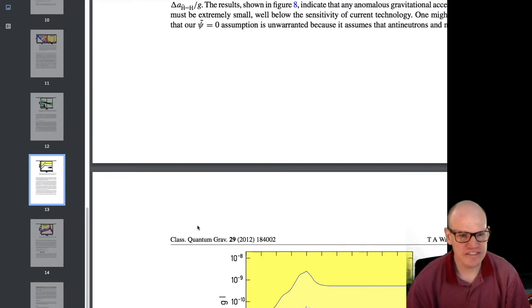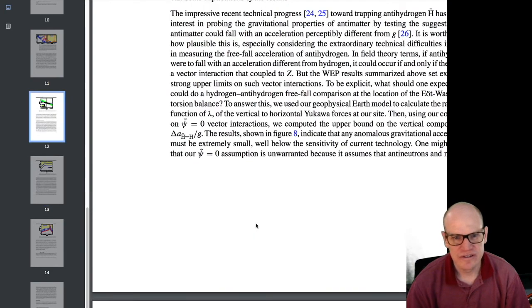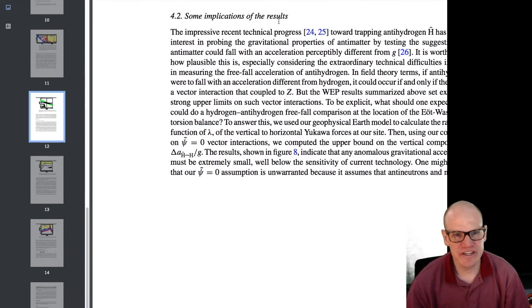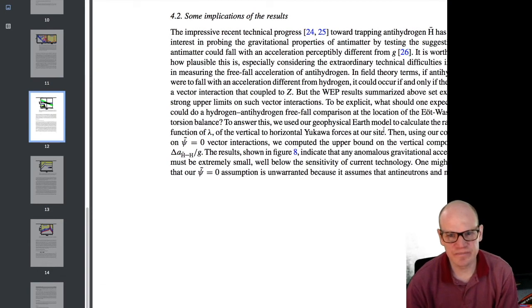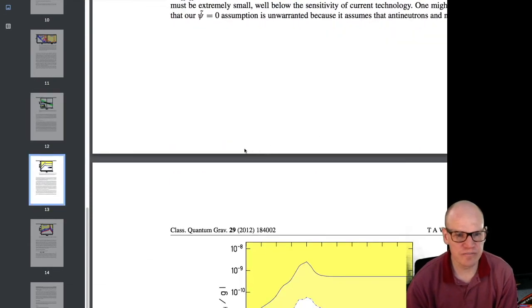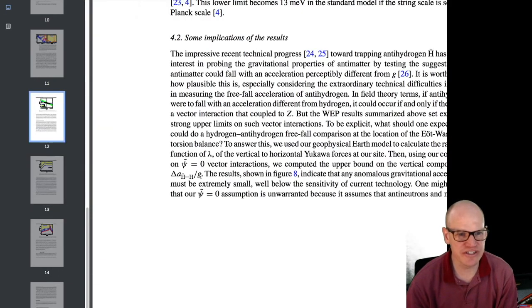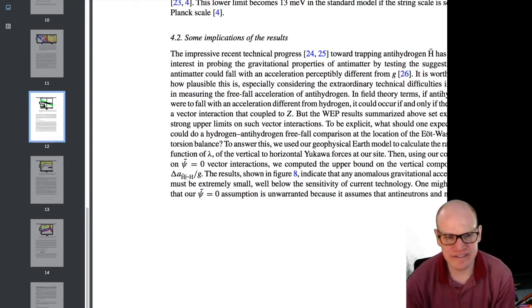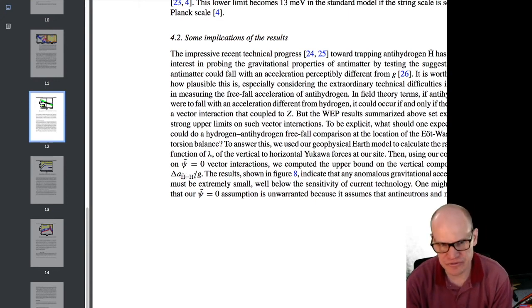And this is from Classical and Quantum Gravity in 2012. They talk about implications of the results and how it plays into this hydrogen-antihydrogen. Using our constraint, we computed the upper bound on the vertical component of delta H-bar H over G. So that's the difference in acceleration from hydrogen to antihydrogen relative to the strength of gravity is what that means.